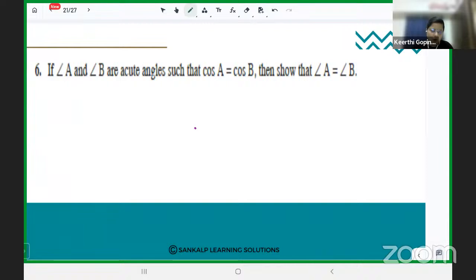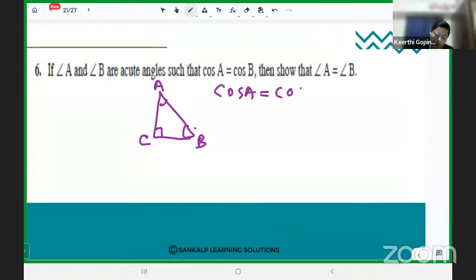So we can do this problem also. If angle A and angle B are acute angles such that cos A equal to cos B, then show that angle A equal to angle B. First of all, consider a right angle triangle. Let this be A, B, C. So they are given as angle A and angle B. Angle A and angle B are acute. And they have also given a relation that cos A is equal to cos B.